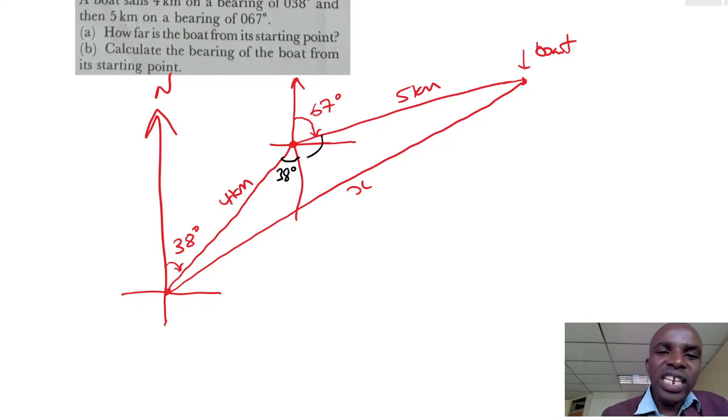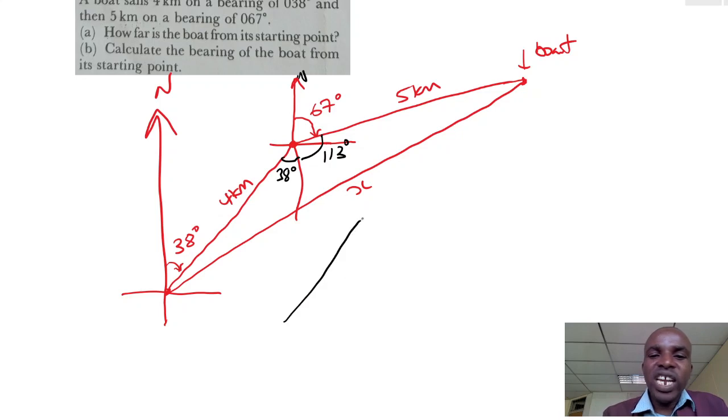Then this angle on this side is another part. This north is a straight line. So you can say 180 minus 67. Then you get that angle. 180 minus 67 degrees, then you get 113. Then the angle that you need is 113 plus 38, 151. So the total angle will be 151.